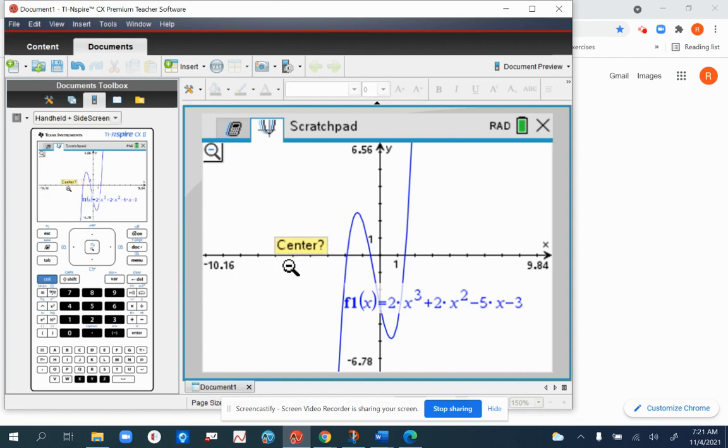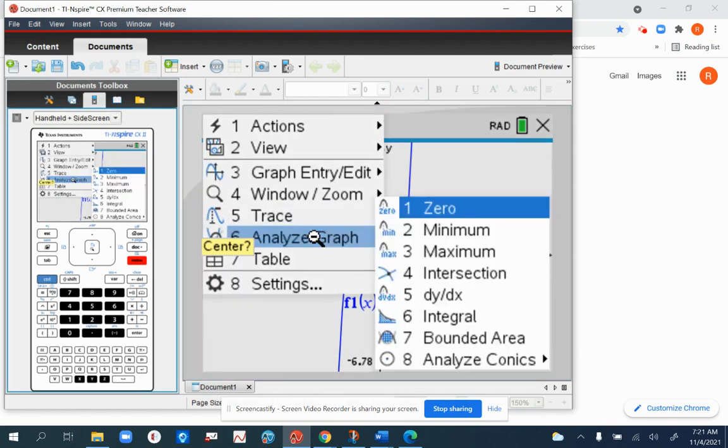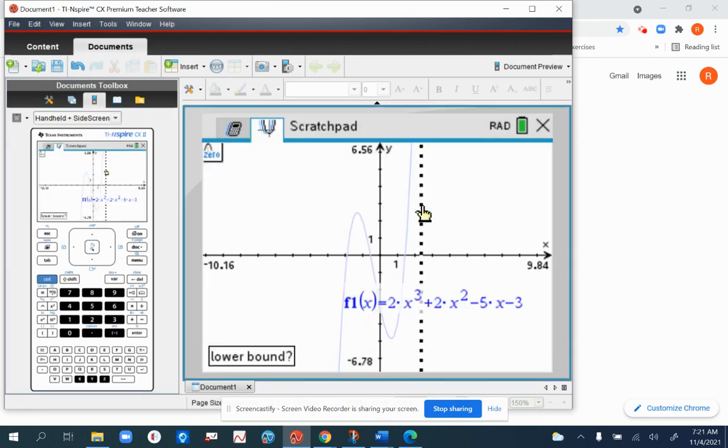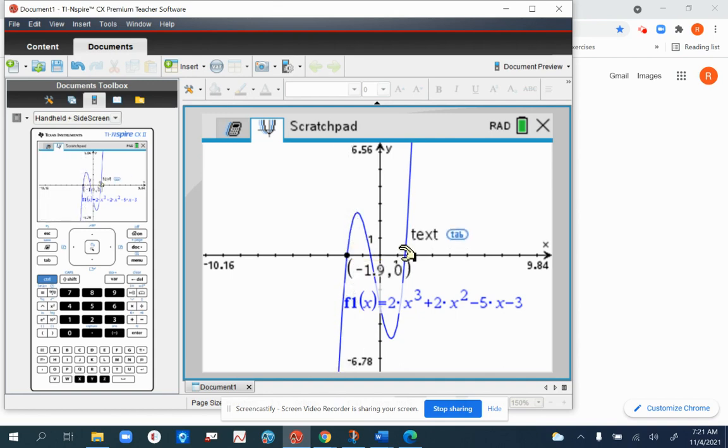We're going to start by finding one of the x-intercepts. So we're going to find this intercept here. And we do that by going to Analyze Graph and going to 0. So you need to move this to the left-hand side of whatever intercept you're trying to find, and then you go to the right-hand side of the intercept you're trying to find. And we can see here that my intercept is minus 1.9 and 0.